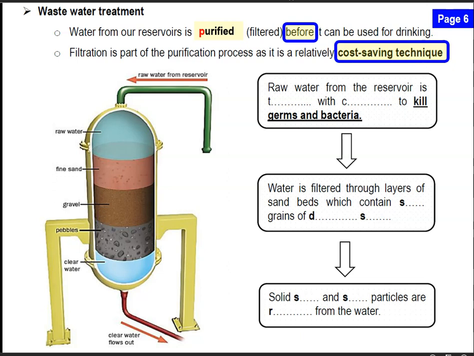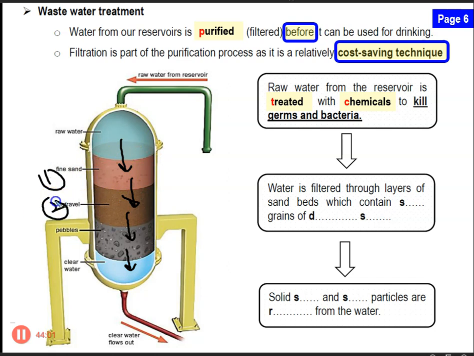So the raw water from the reservoir will be treated with chemicals first to kill all the germs and bacteria. So these chemicals will be used to get rid of germs and bacteria. And then, if you look at this picture over here at the side, this is your raw water after it has been treated with chemicals. Your water will then pass through many different layers. First it will pass through the first layer known as fine sand. Now, sand is an insoluble solid. Then it will pass through your gravel, which is also insoluble. Then it will pass through a layer of pebbles.